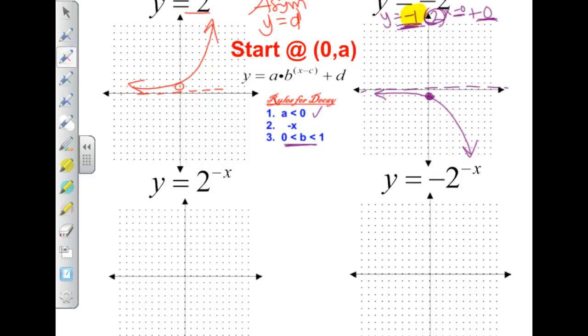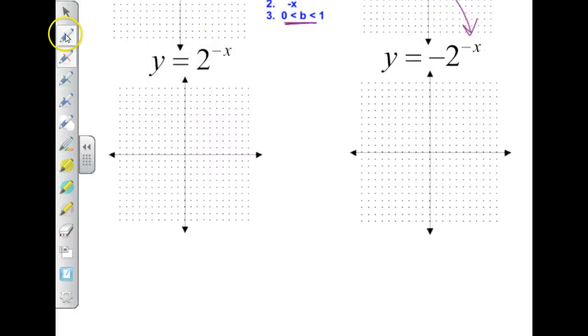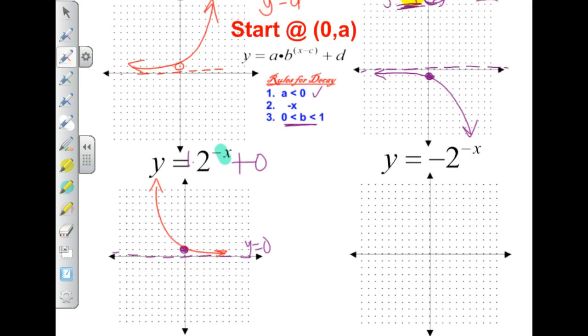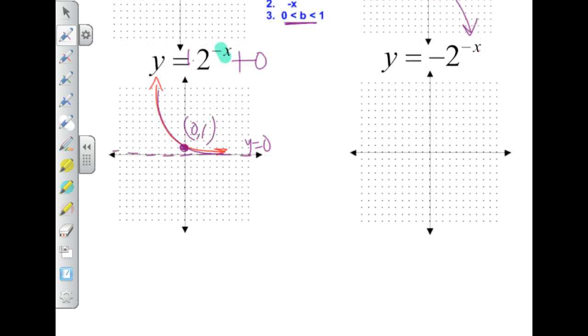So looking at these last 2 examples, again, the value of a is 1, so I'll start at 0, 1. I'll close it because there's no c or d shift. The asymptote's at y equals 0 because there is no d shift. And because of the negative x, I'm going to have decay. So this graph looks a little bit different than the previous graphs. This graph starts at 0, 1, and this graph starts at 0, 1, but this has growth and this has decay.